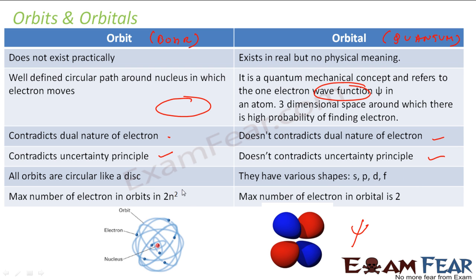The maximum number of electrons in an orbit is 2n square as per the theoretical formula by Bohr, and the maximum number of electrons in an orbital is 2. Please note, the maximum number of electrons in an orbital is 2. For example, in this, there will be at the max 2 electrons. One may be here, one may be here, or anywhere, right? There may be 2 electrons at the max.